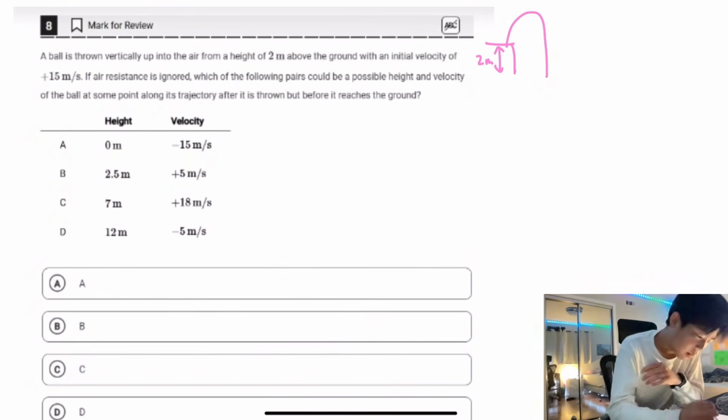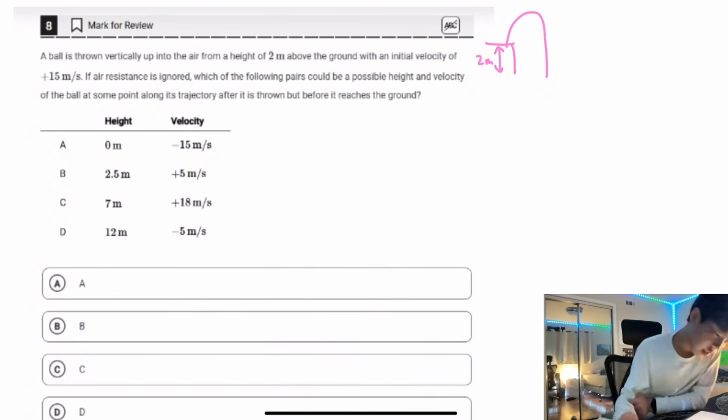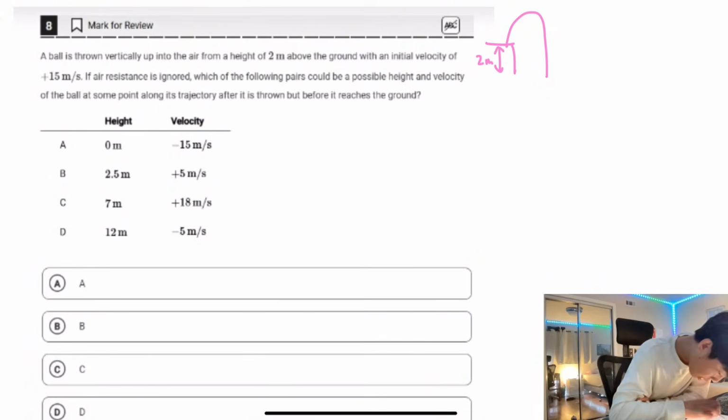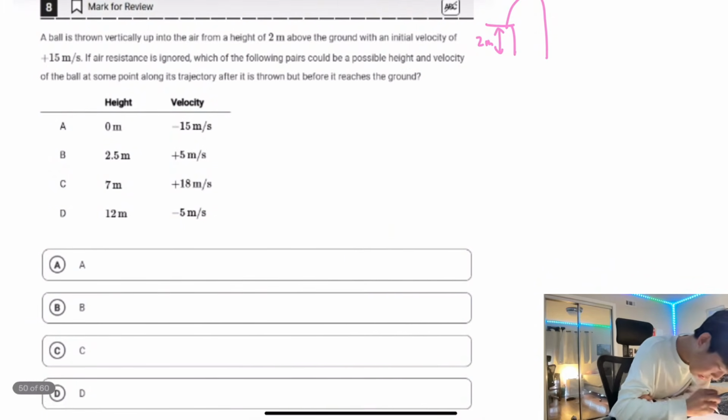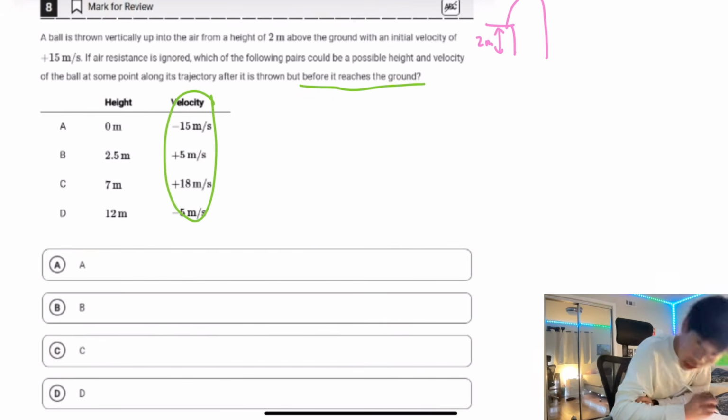Okay, that's kind of obvious, but anyway. So the first thing we need to know is it's giving you a bunch of AP lingo. What we really need to realize is that before it hits the ground, velocity... What does that sound like? It sounds like final velocity. So we're going to write v final for that.